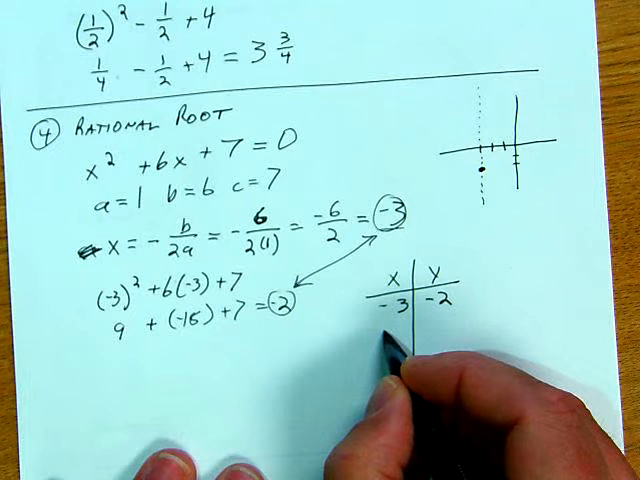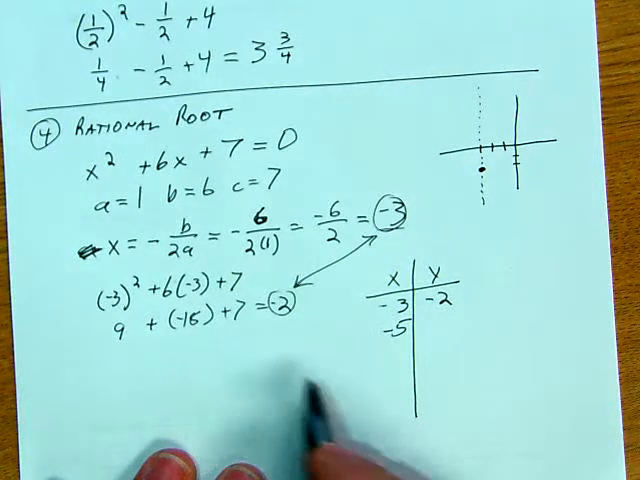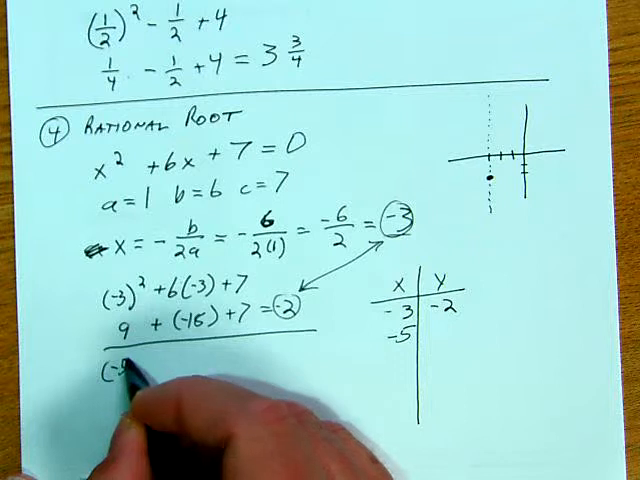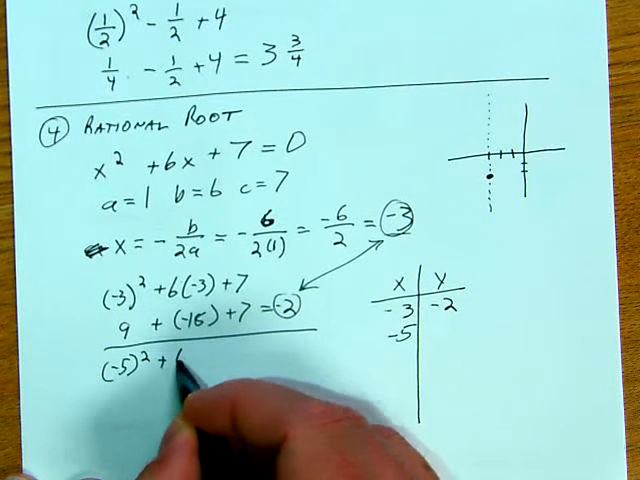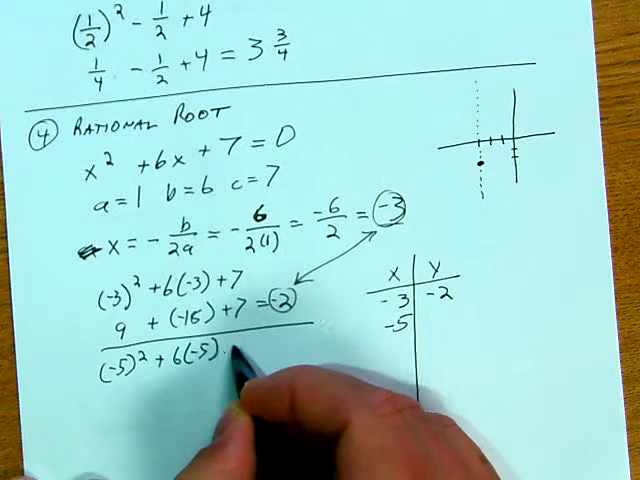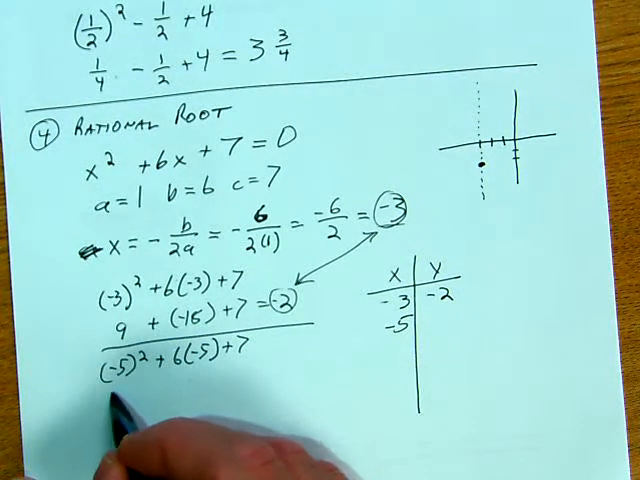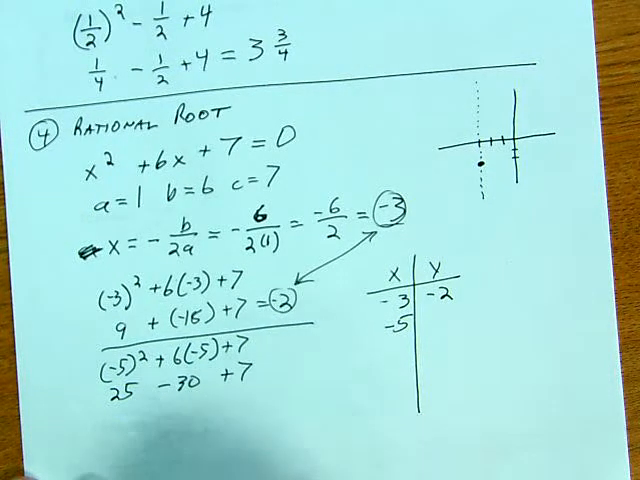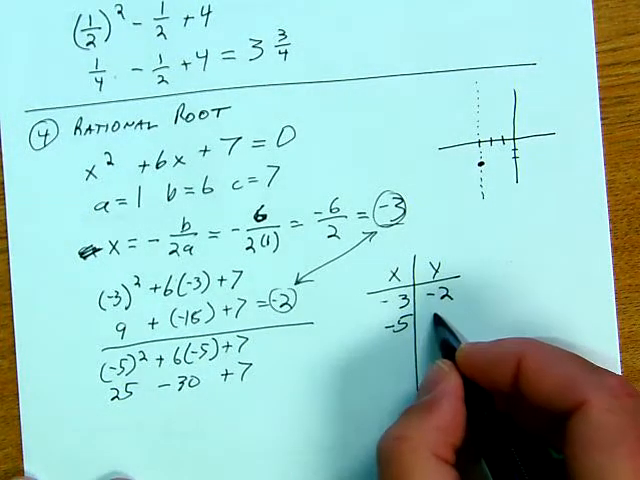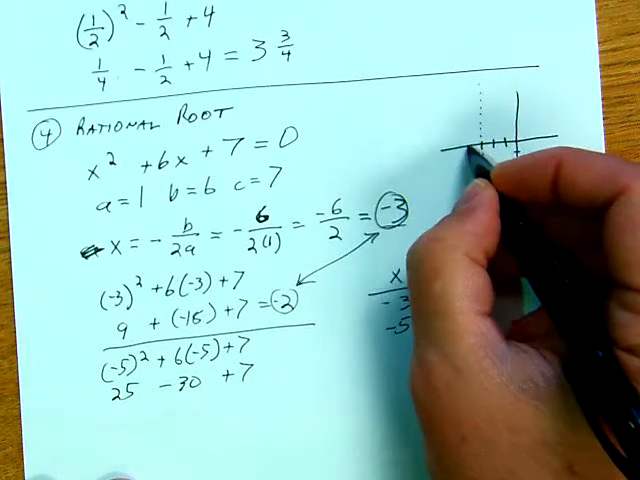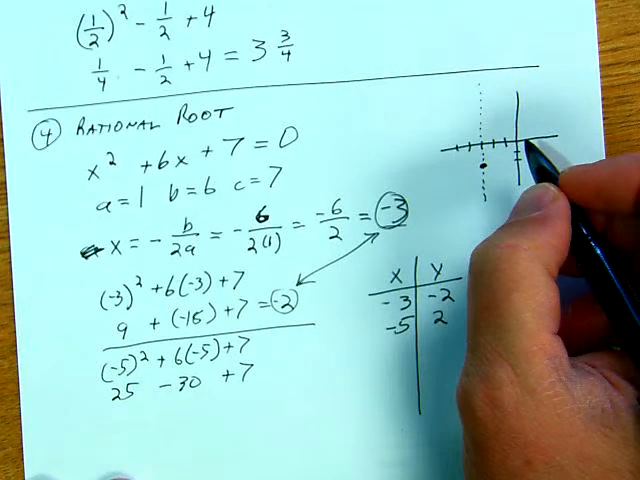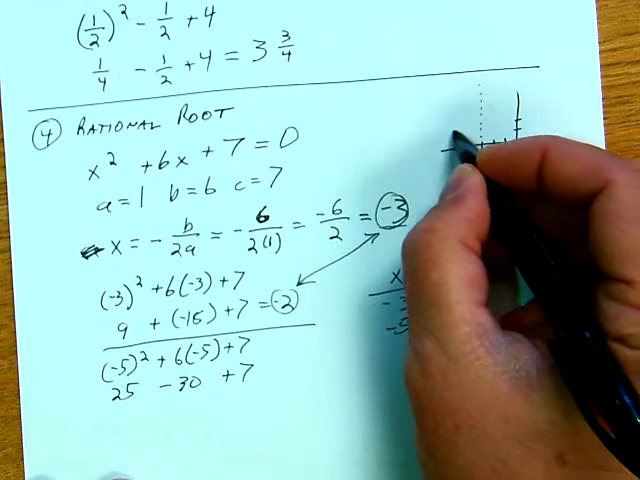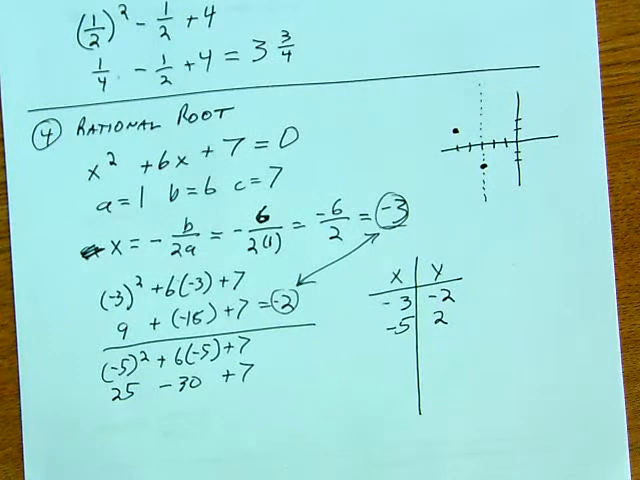Let's go negative 5. And if I substitute negative 5 in here, I get negative 5 squared plus 6 times negative 5 plus 7, 25 minus 30 plus 7. Minus 5 plus 7 is 2. So negative 5 and positive 2. 1, 2. Okay?